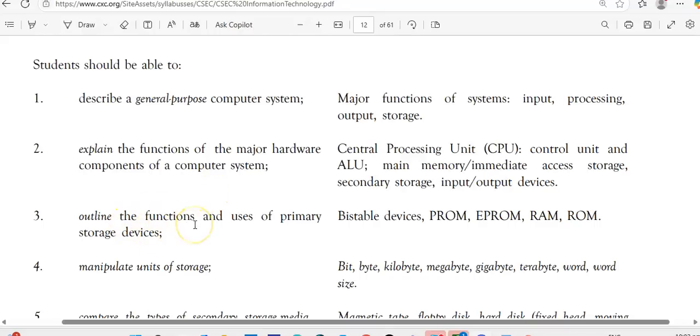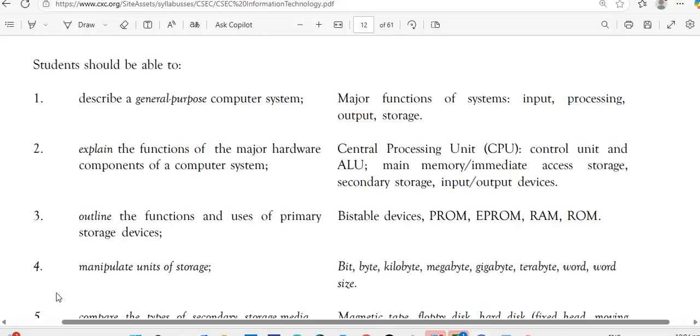Outline the functions and uses of primary storage devices. Now, if you are wondering what we mean by primary storage devices? Well, primary storage devices, also known as the main memory or internal memory, are computer components that temporarily store data and program instructions while a computer is running. They are called primary because they are directly accessible by the central processing unit.